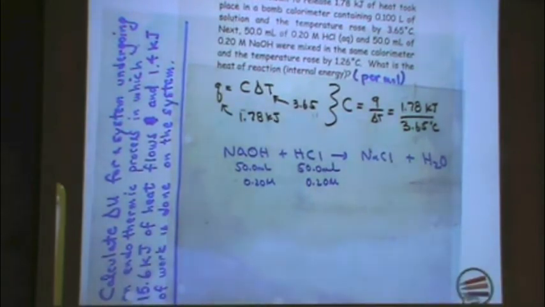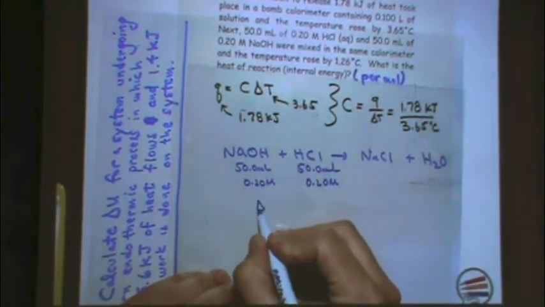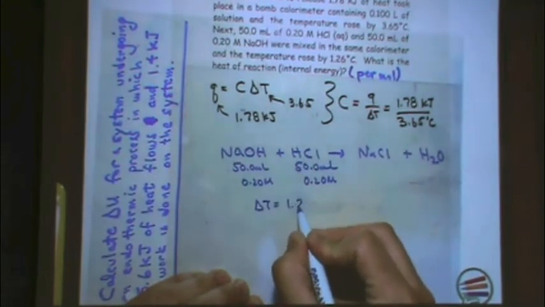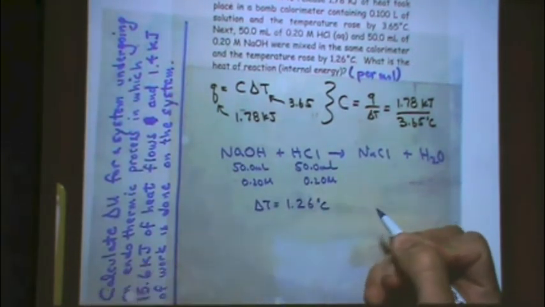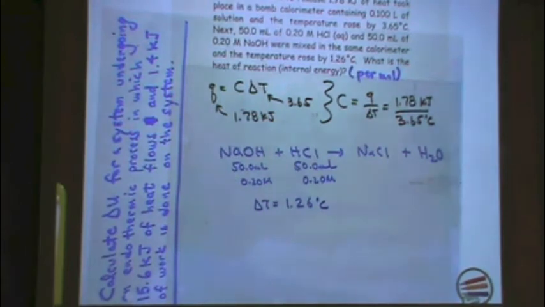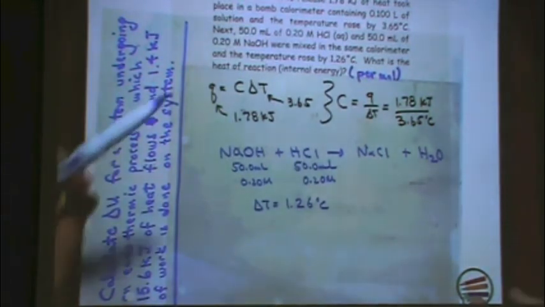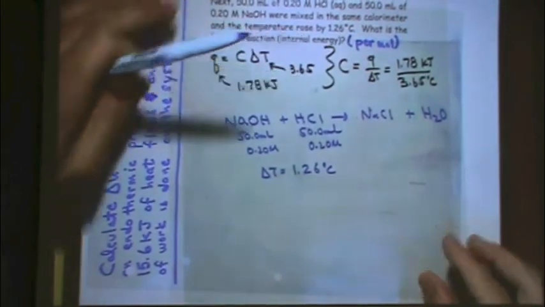Okay. Now, same calorimeter. Notice now we have a new delta T because it's a different reaction now. Okay, totally different reaction. Because the C is constant because it's the same calorimeter, but delta T changes because it's a new reaction, so there's going to be a new Q. So it's going to be the same sort of calculation. Let's just set up our math though more specifically.